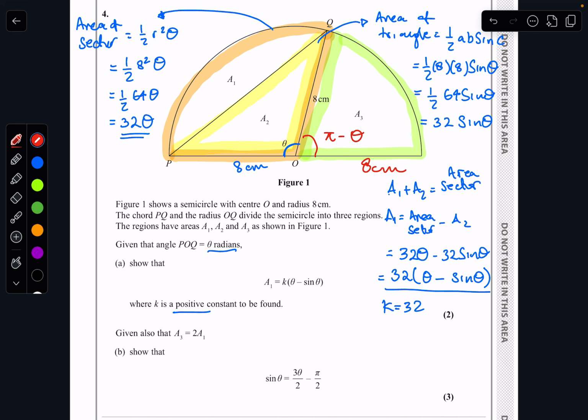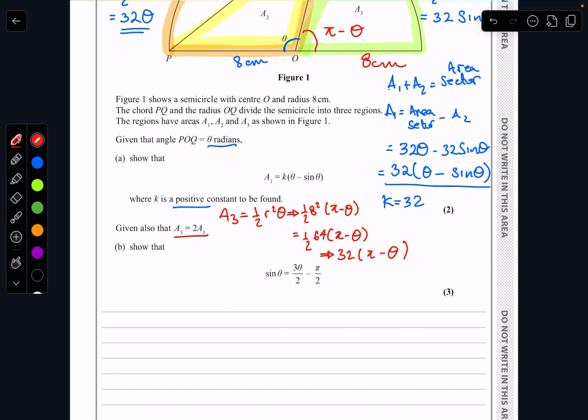So now let's try to find A3. A3 is going to be equal to, again, area of a sector, which is a half r squared theta. If we simplify it out, that becomes a half r squared, which is 8 squared, and theta in this case will be pi minus theta. So that simplifies down to a half times 8 squared, which is 64, times pi minus theta, which simplifies down to 32 bracket pi minus theta. So that's my A3, which I've calculated right now.